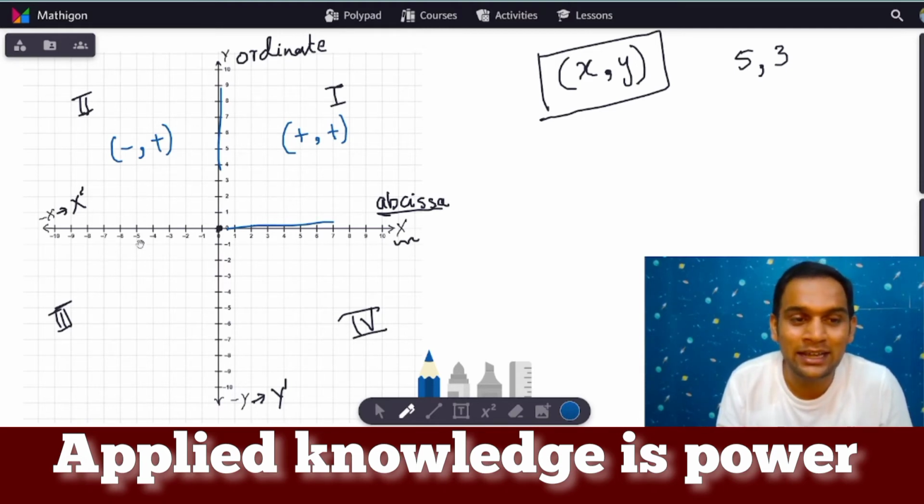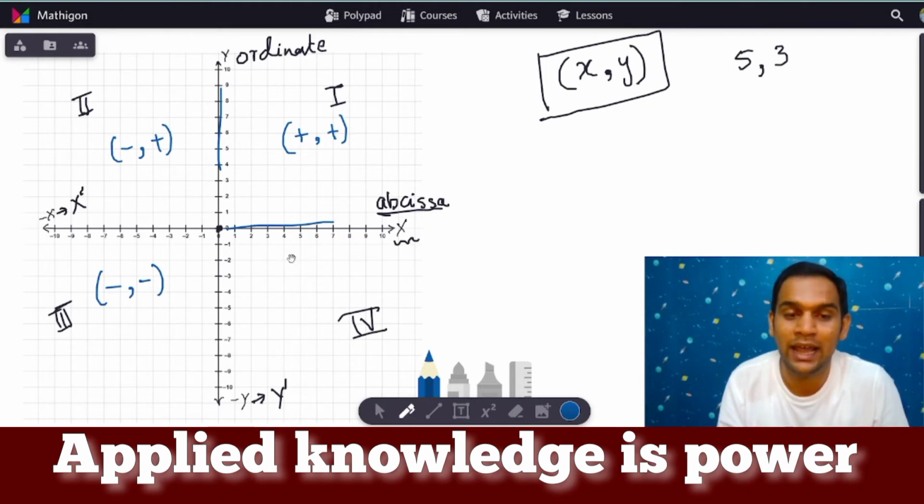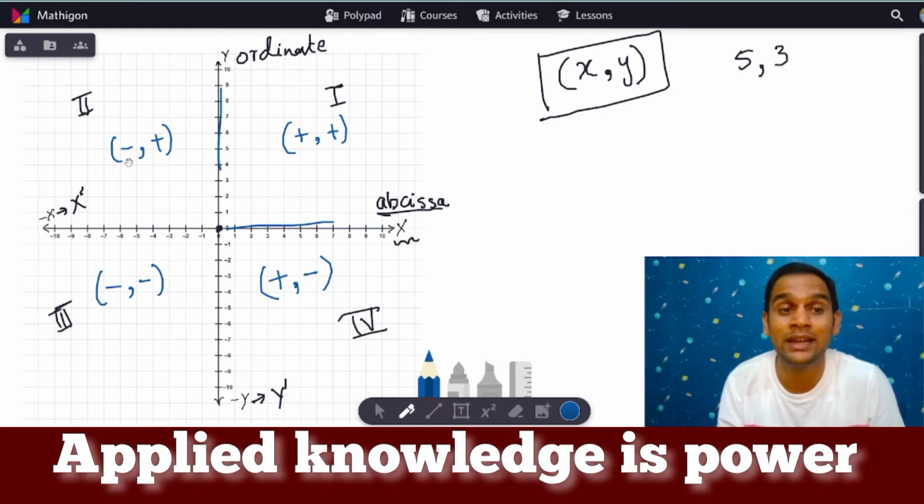Now in the third quadrant, as you can see, x is negative and y is also negative. So what is the nature here? Negative and negative. In the fourth quadrant, as you can see, the x-axis is positive and the y-axis is negative. So that is the nature of these four quadrants. You can make a note of this. First quadrant, all positives. Second quadrant, x is negative, y is positive. Third quadrant, both are negative. Fourth quadrant, x is positive and y is negative.